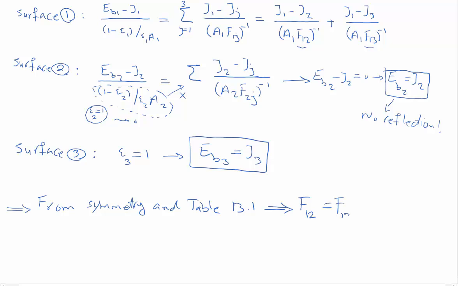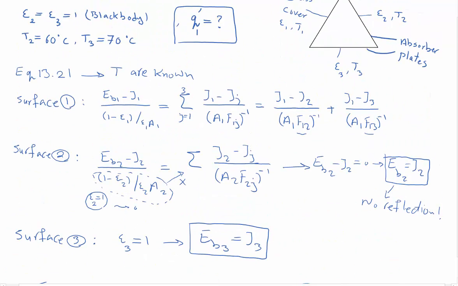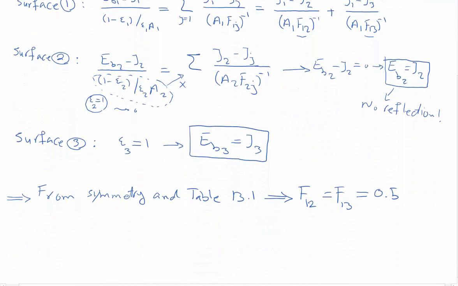F12 and F13 will both equal 0.5, which is simply saying half of the radiation from surface 1 will land on surface 2. It's kind of intuitive already because everything is symmetric. Whatever radiation leaves this surface has to land on either surface 2 or surface 3, and there is no difference in how these two surfaces are seen from surface 1. So the radiation from the surface will simply be divided by 2.